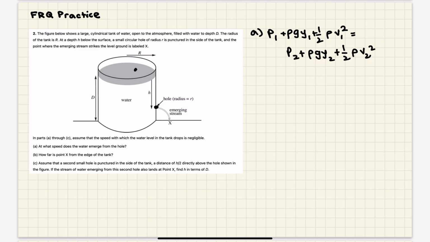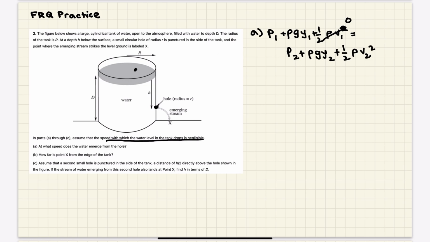And we have to use those for our 2 points. First of all, it says at the top the speed with which the water level drops is negligible. So, this is 0 because the velocity at the top is 0.